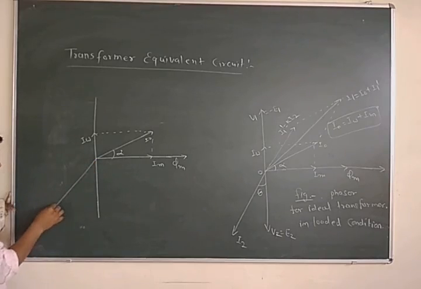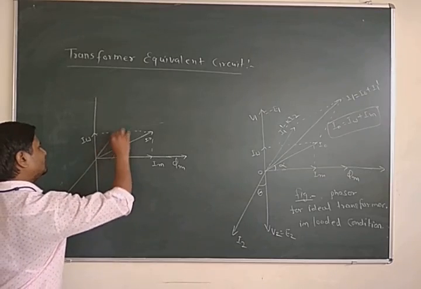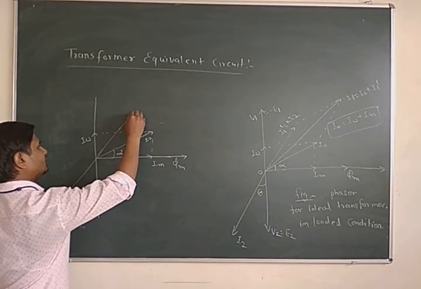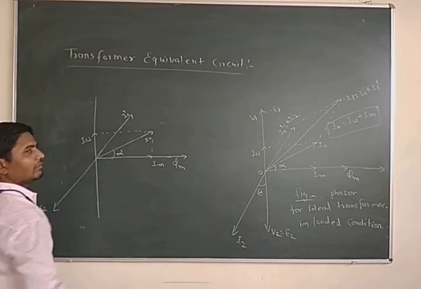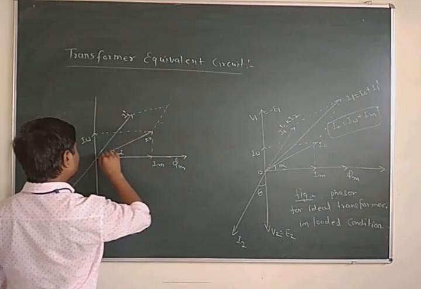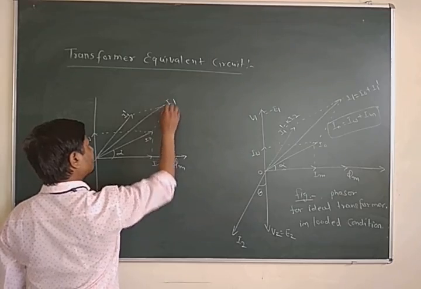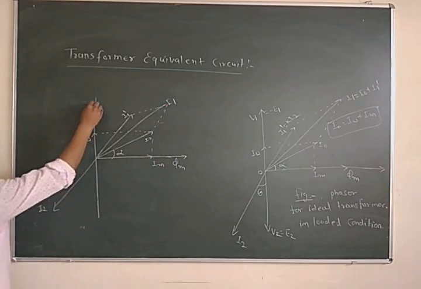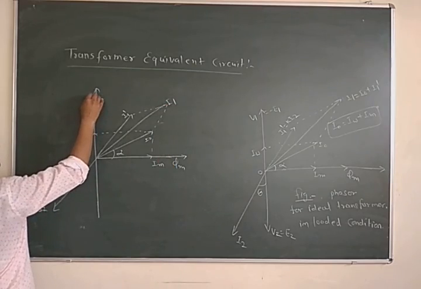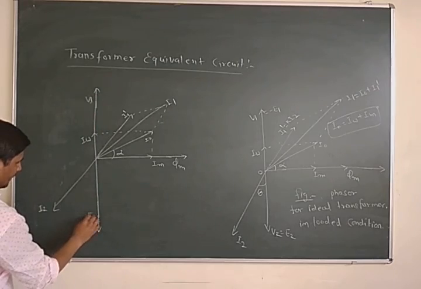Similarly, the secondary voltage is E2, the current is I2, and its projection on the primary side is I1 dash. The sum of I1 dash plus I0 is I1. Similarly, E1, V1, E1, E2.